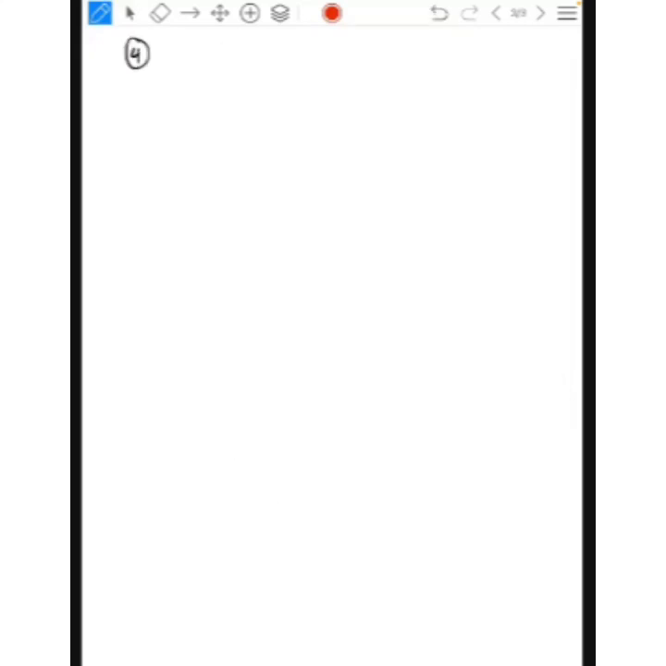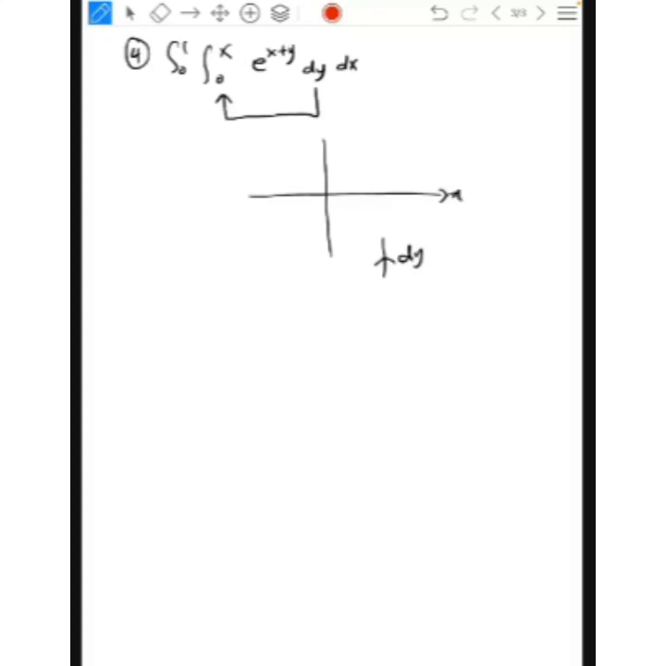Okay, question number 4. Integral from 0 to 1, from 0 to x, exponent x plus y dy dx. So again, this one, it goes from y first. So y daripada bawah sini. Okay, and as it works along y-axis. Okay, it will find what? It will find y equals to 0.